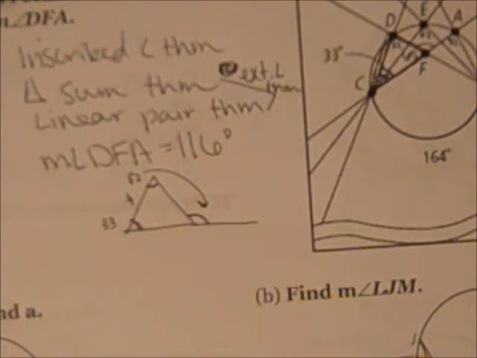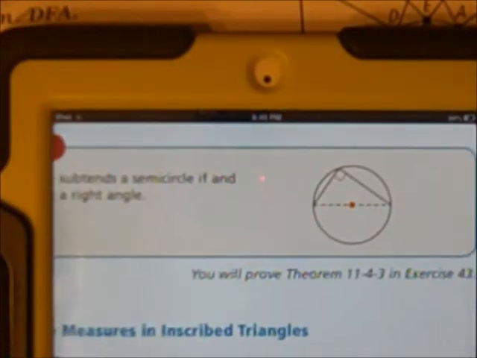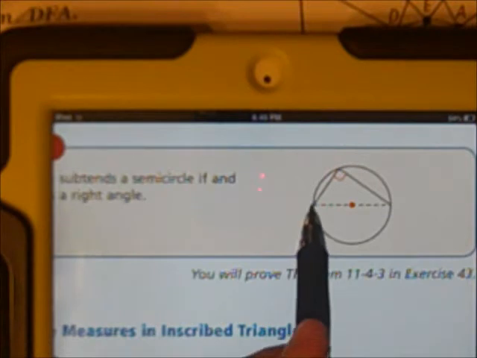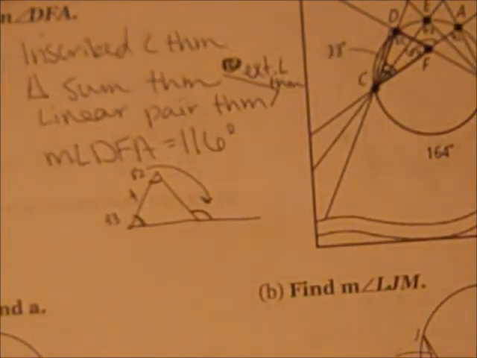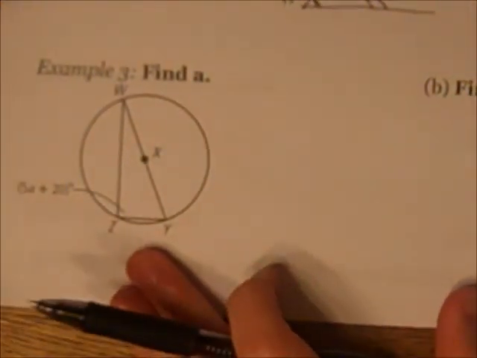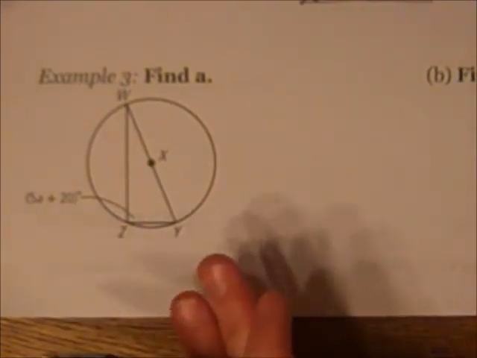Okay, then we have 11.4.3 that says that an inscribed angle subtends a semicircle if and only if it is a right angle. And that one makes sense because it's based off the inscribed angle theorem. If this is a semicircle, then that's 180 degrees, so it makes sense that its inscribed angle is half of that, which is 90. So that one kind of follows from the inscribed angle theorem. And that's going to help us with example 3.